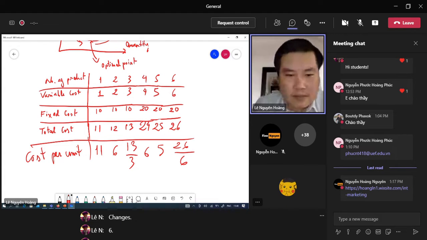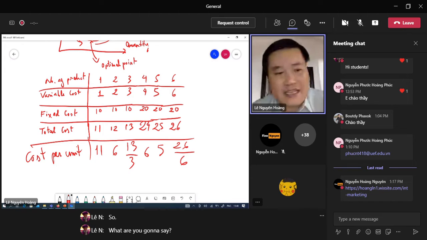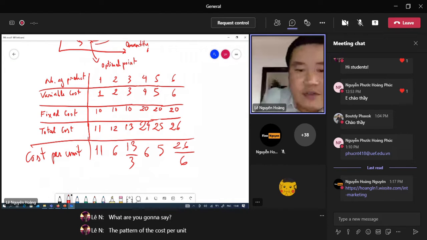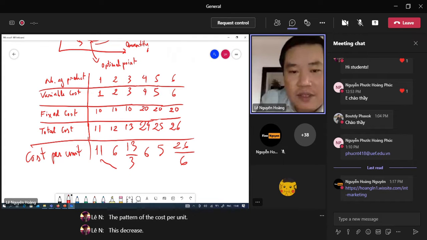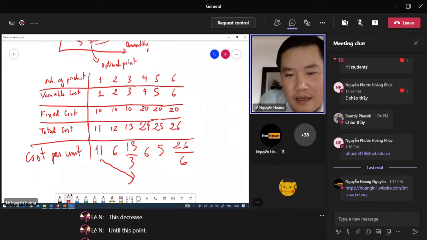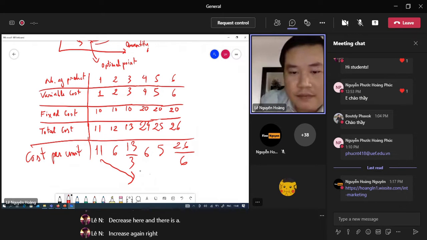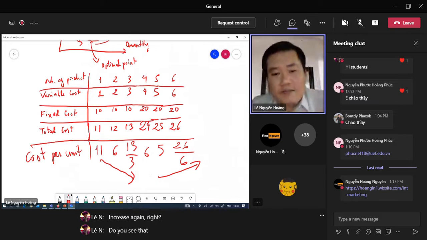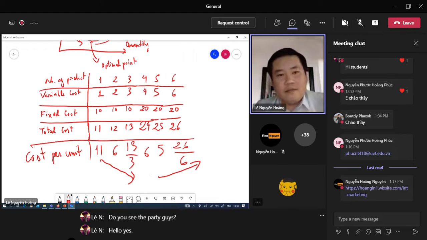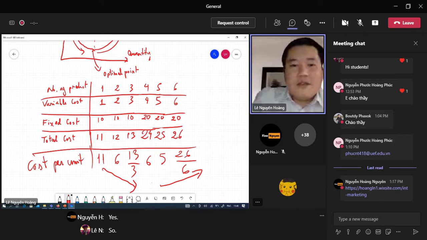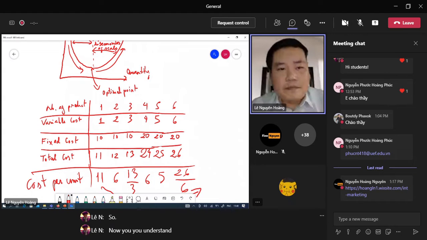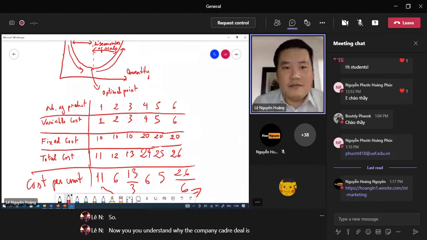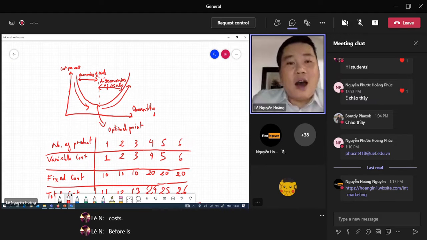So, what are you going to see? The pattern of the cost per unit is it decreases until this point, and then it increases again, right? So, do you see the point, guys? Yes. Now you understand why the company can reduce its cost before its optimal point.